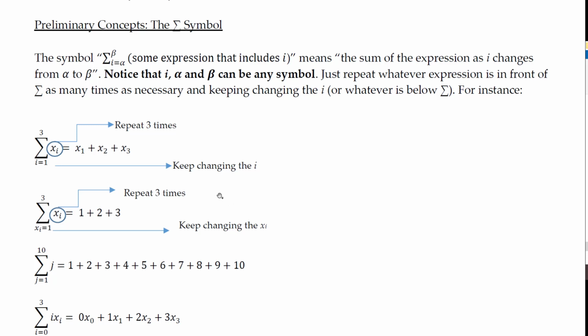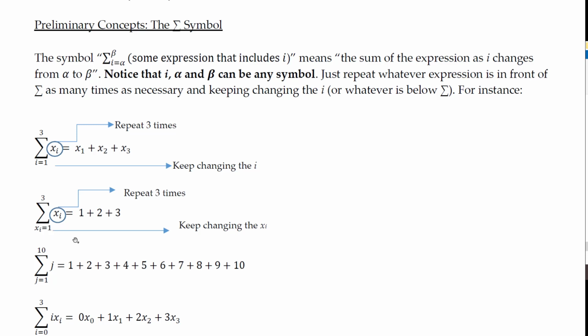Now that can get tricky. So look at this case here. You're going to repeat everything here except for what is under the symbol, but now everything is in there. So basically the whole x_i is changing from 1 to 3. So it's just 1, 2, 3. See the difference between here and here? Whatever is under the symbol is what's going to be changing. Here only the i is changing. Here the whole x_i is changing.